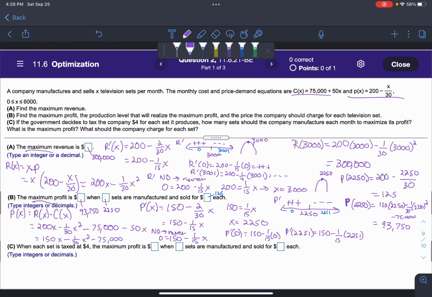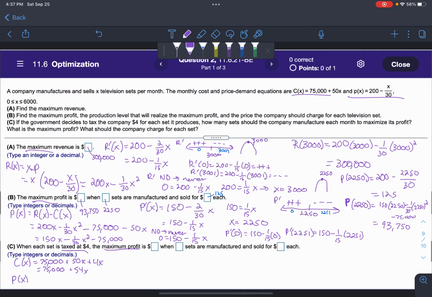Right, for this last part, we want to know what the maximum profit is, but when each set is taxed at $4 each. So this means that it will affect my cost. So I have to factor in a 4x into my costs. So we can combine our new cost function to be 75,054x. And we want to know about profit, which is revenue minus cost. So my profit function also changes.